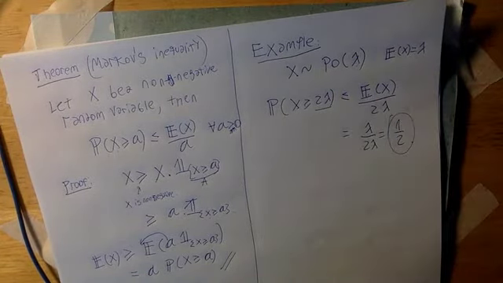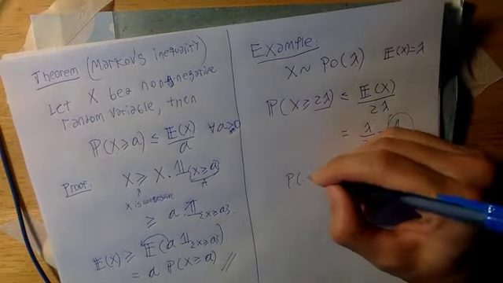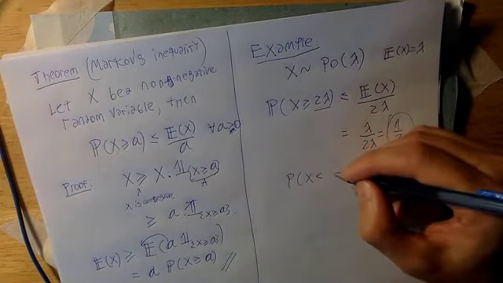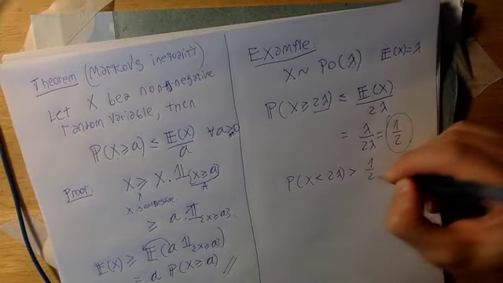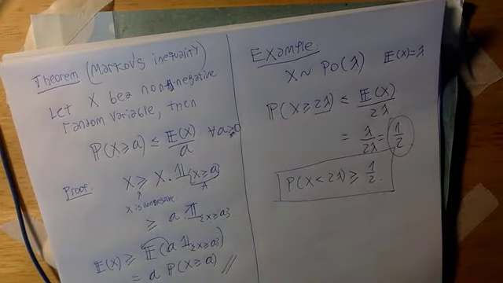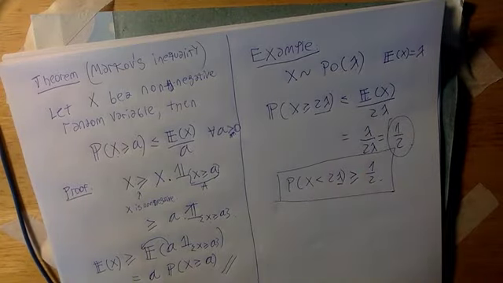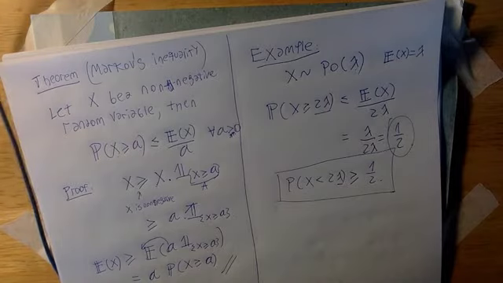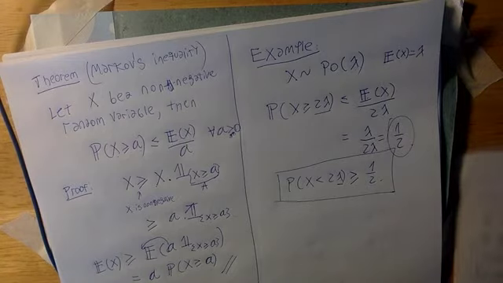So most of the mass, the probability that X is less than 2 lambda, is bigger or equal than a half. So the smaller the parameter lambda, the more accumulated close to 0 you are.